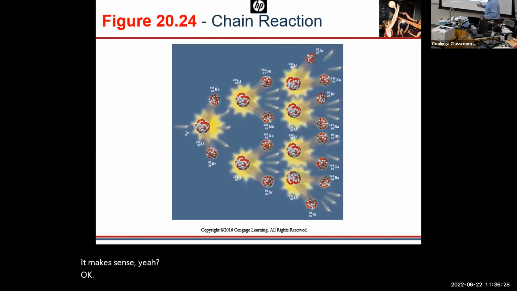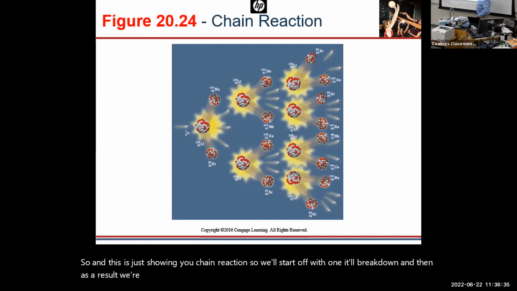So, this is just showing you chain reaction. We'll start off with one, it'll break down, and then as a result, we'll end up getting more and more reactions. Same thing that we showed you earlier.